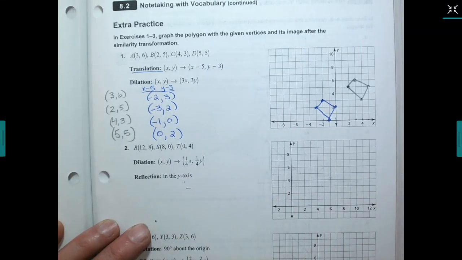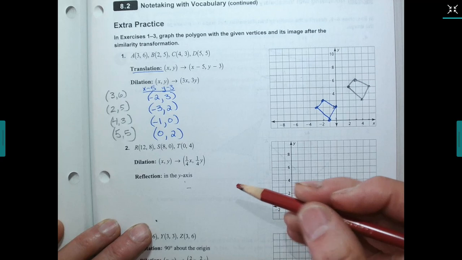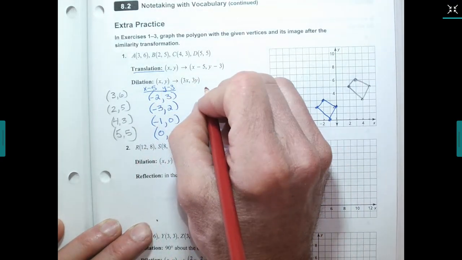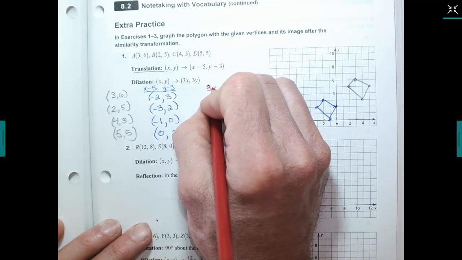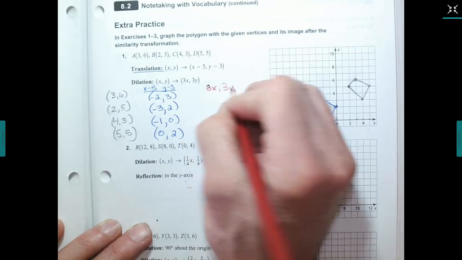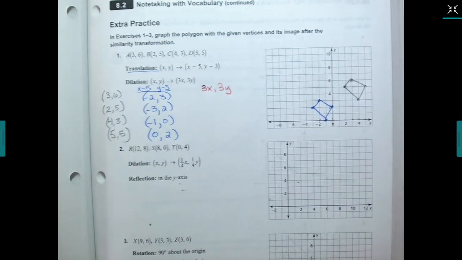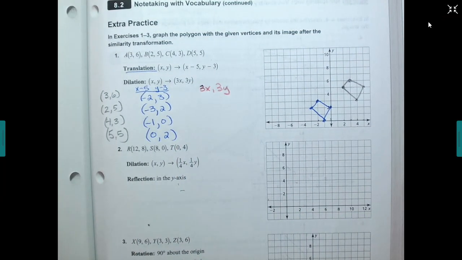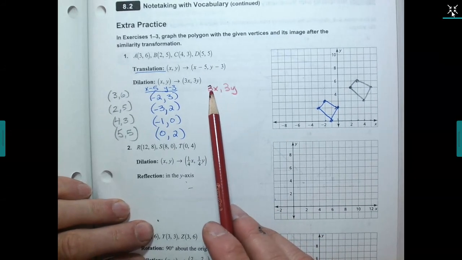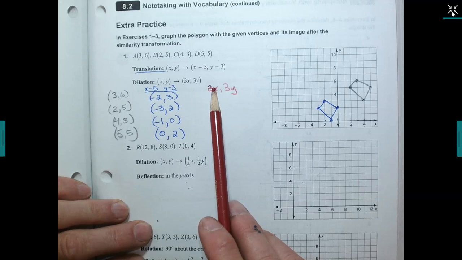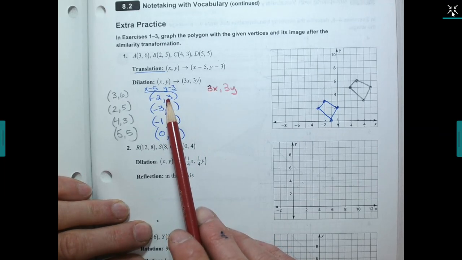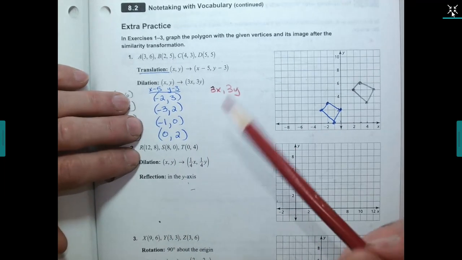Now I'm actually going to change the shape. So I have this dilation. Dilation, I'm going to have 3 times x and 3 times y. So what I do is I take this dilation off of our new coordinates.